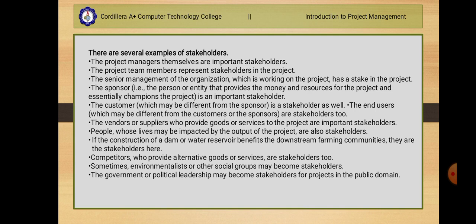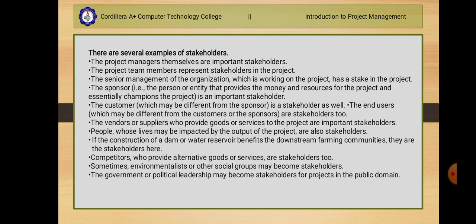Next, sometimes environmentalists or other social groups may become stakeholders. So sometimes our environmentalists or social groups can also become stakeholders.